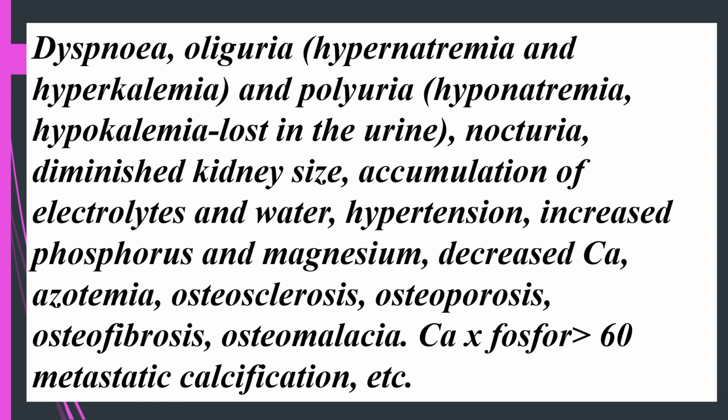Dyspnea, oliguria, hypernatremia and hyperkalemia, and polyuria, hyponatremia, hypokalemia, loss in the urine, form nocturia, diminished kidney size, and accumulation of electrolytes and water, hypertension, increasing phosphorus and magnesium, decrease in calcium, from azotemia, osteosclerosis, osteoporosis, all disorders, and osteofibrosis, osteomalacia, etc. Calcium and phosphorus increasing form metastatic calcification, etc.